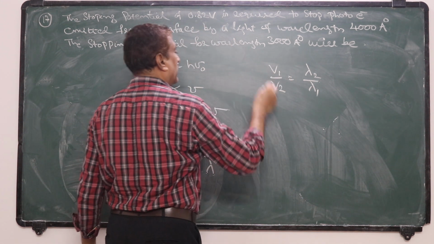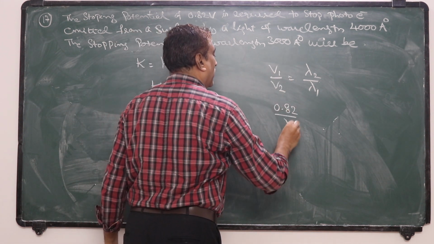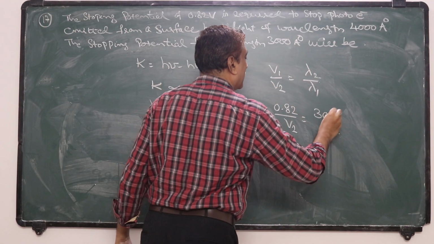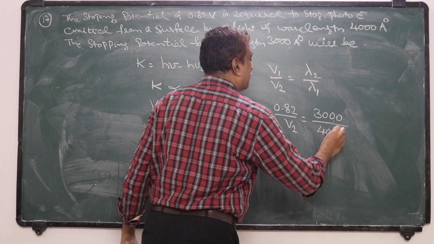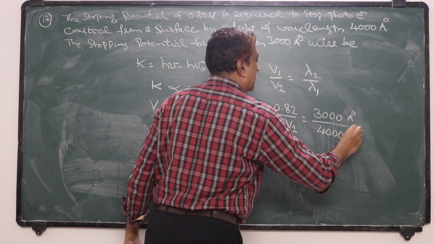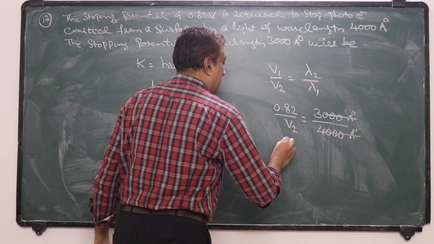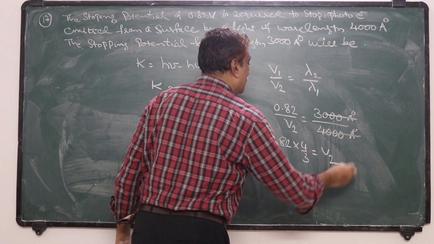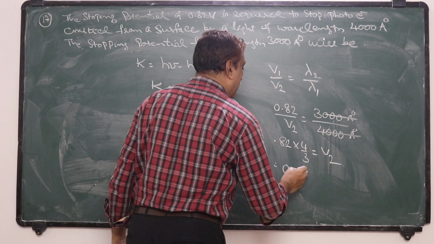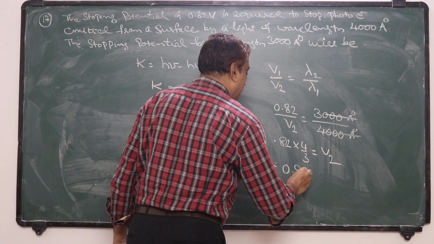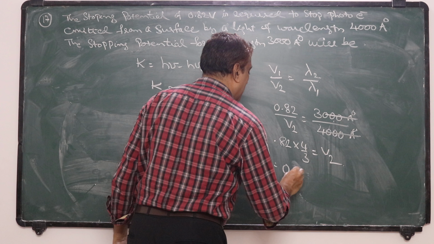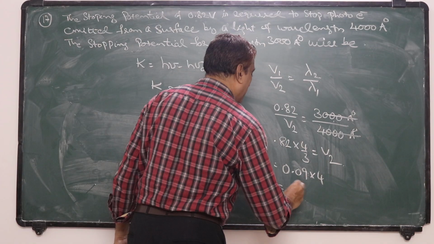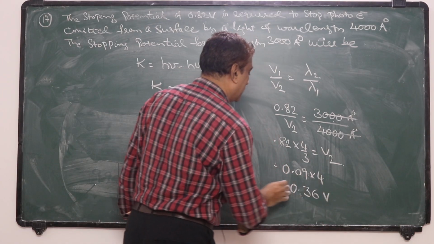Given V1 is 0.82, we have to find V2. Say the final wavelength is 3000 and the initial is 4000 Armstrong. So this will cancel. That is 0.82 into 4 by 3 is equal to V2, and this is approximately 0.0909 into 4, and that is 0.36 volt approximately.